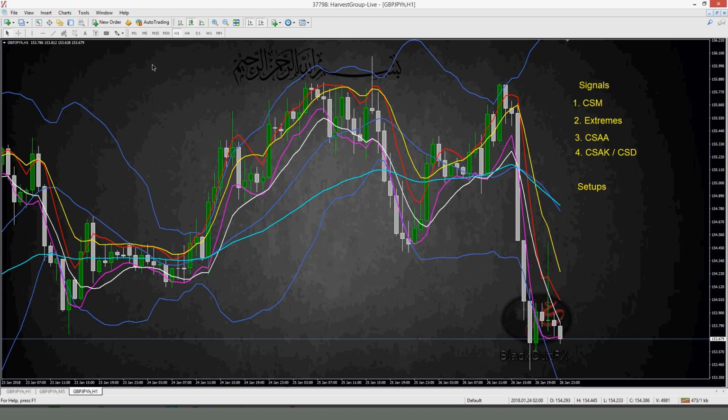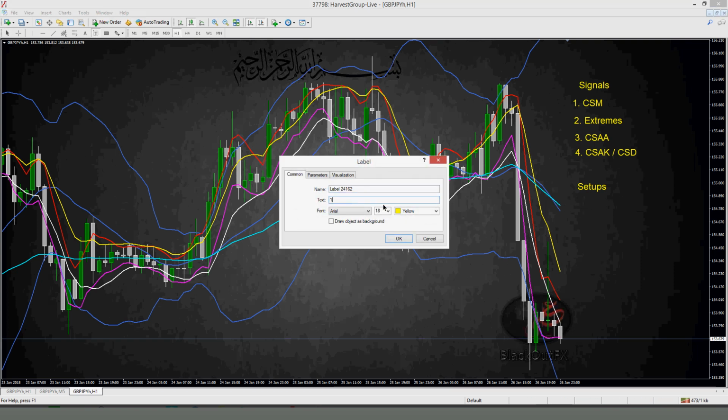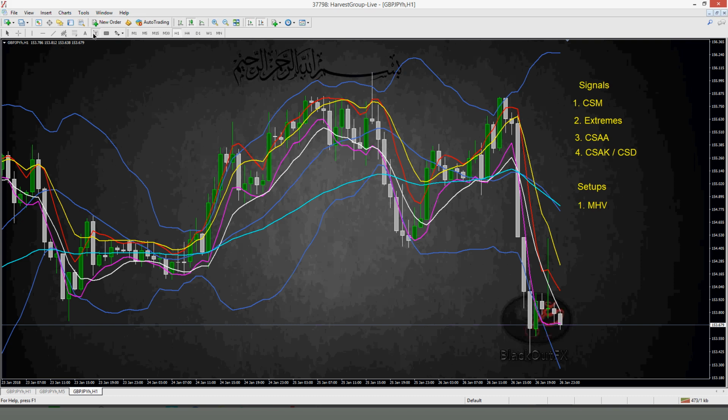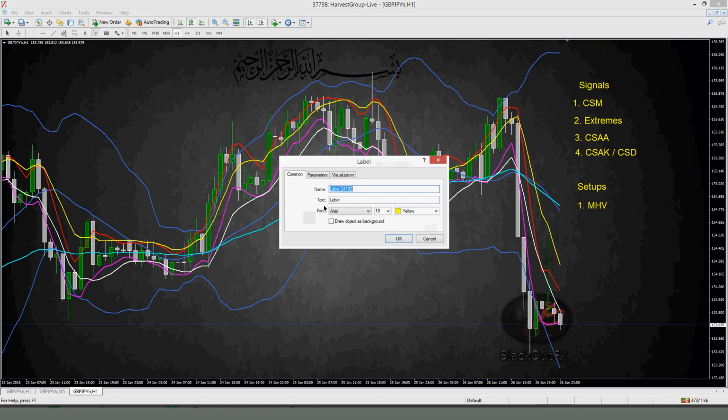So in BBMA there are 3 setups to be exact. However, for today we're going to talk about only 2, which is MHB. So for MHB, we need to identify its characteristics. The first characteristic is obviously that it happens after an extreme.